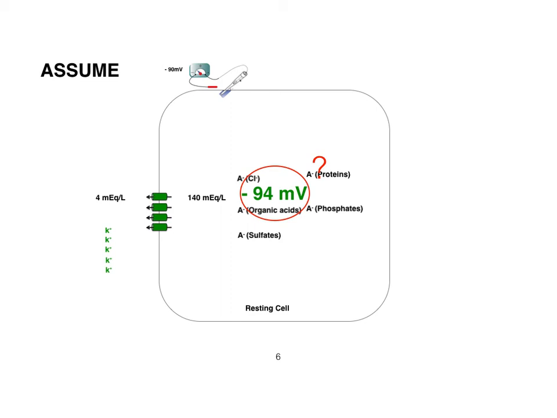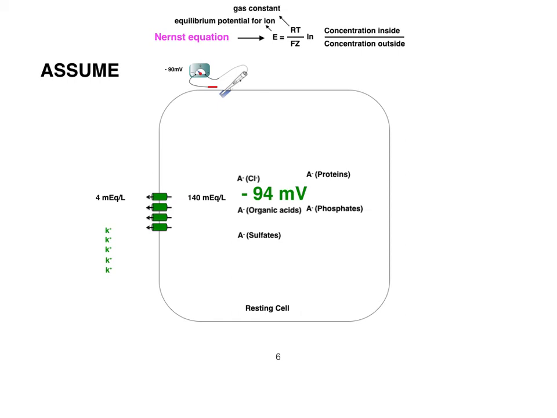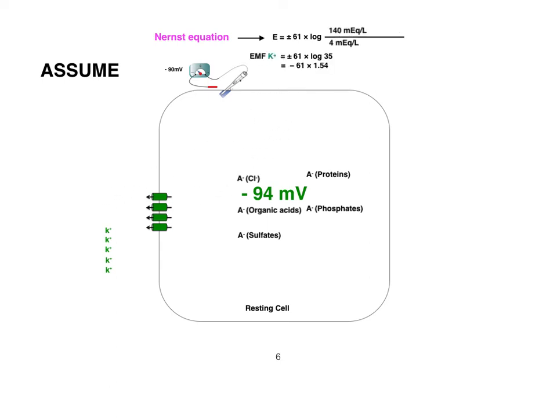How is this value calculated? This is calculated by the Nernst equation. In various books it is written like this, where E is the equilibrium potential for the ion, R is the gas constant, T is absolute temperature, Z is the valence of the ion, F is the Faraday number, and the ratio of concentration of the ion inside and outside. But in Guyton and Hall's Textbook of Medical Physiology it is simplified, as the circled part is converted into plus or minus 61 log. If we put the concentrations of the potassium ion in the formula, it will be solved as minus 94 millivolt, that is the Nernst potential for potassium ion inside the cell.